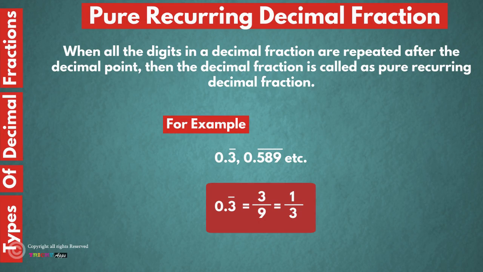To convert a pure recurring decimal fraction to a simple fraction, the repeated digits will be written once in the numerator and place as many 9s in the denominator as the number of digits repeating. For example, 0.3 bar is equal to 3 by 9, that is 1 by 3. Here in 0.3, as there is a line drawn on 3, it is a repeated digit. Therefore, 3 can be written once in the numerator and placing a 9 in the denominator as only one digit 3 is repeating. So from this we got 1 by 3.